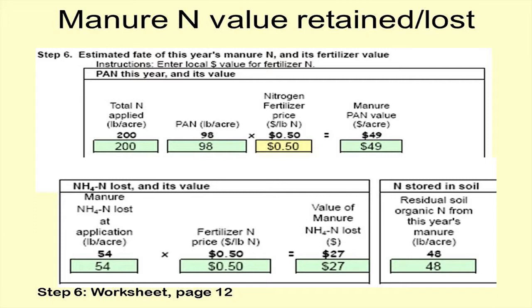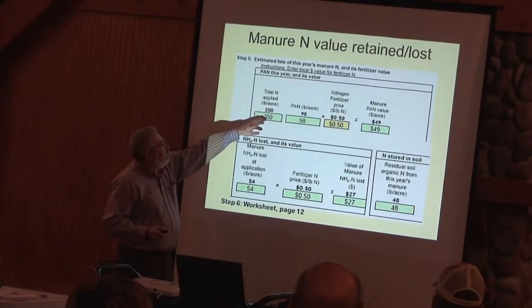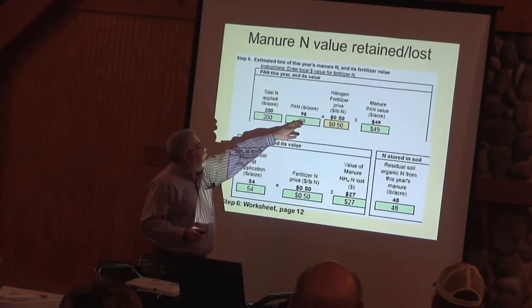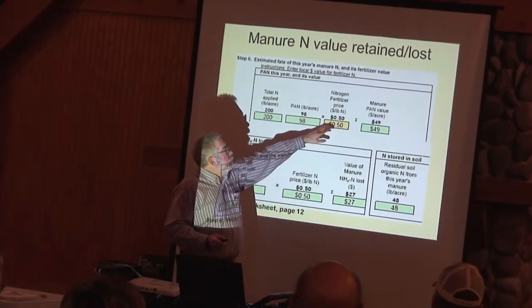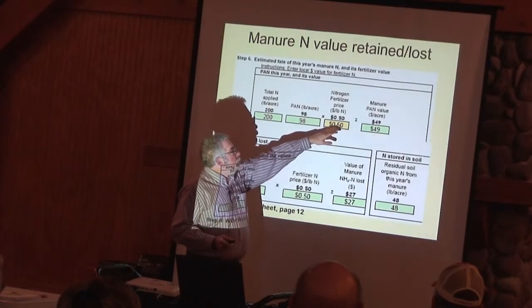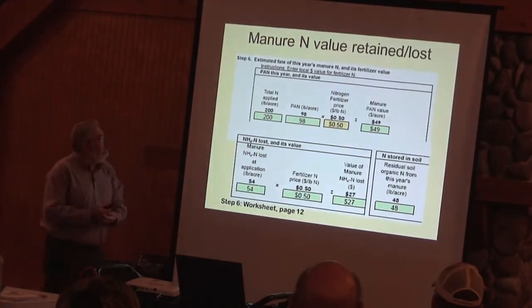Okay, and usually it talks about value being retained in the amount of plant availability. This just looks at the total amount of N applied, 200, of which you get about 98 pounds of plant available, at 50 cents per pound of N value. So you got about $49 of N there in the manure that you're putting on.